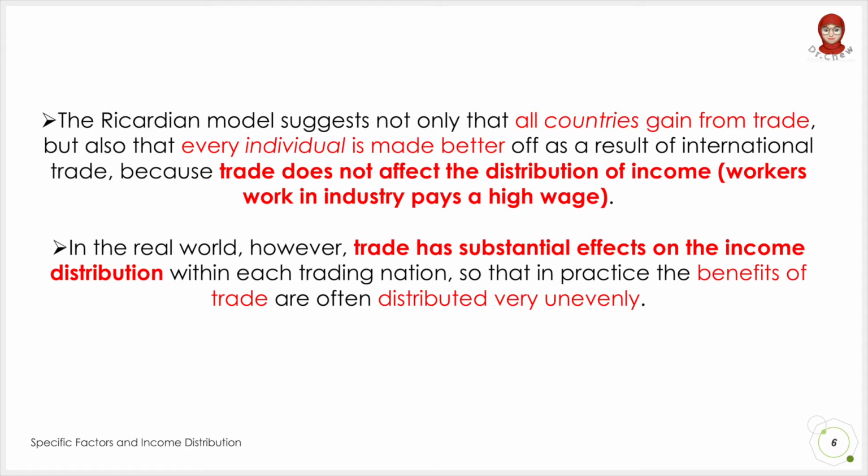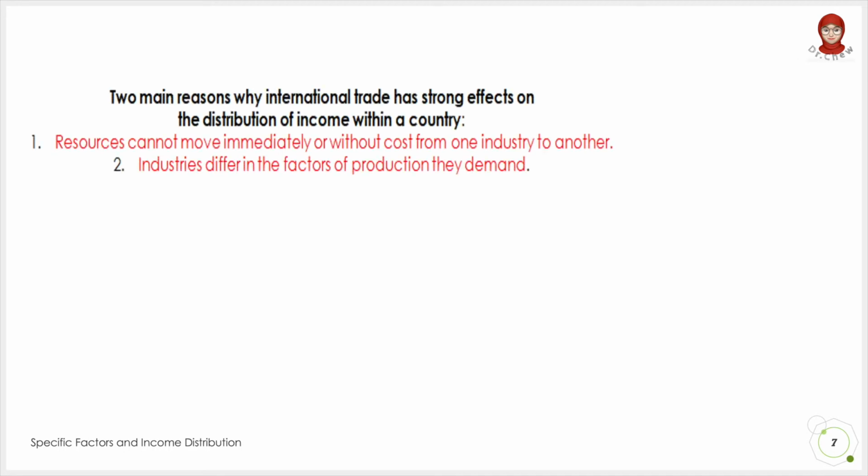However, in the real world, trade has effects on the income distribution within each trading nation. So, the benefits of trade are often distributed unevenly instead of equally. Why? There are two main reasons. First, resources cannot move immediately or without cost from one industry to another. Second, industries differ in the factors of production they demand.